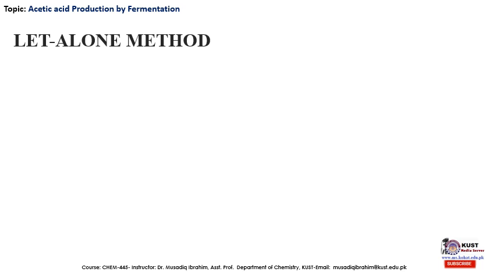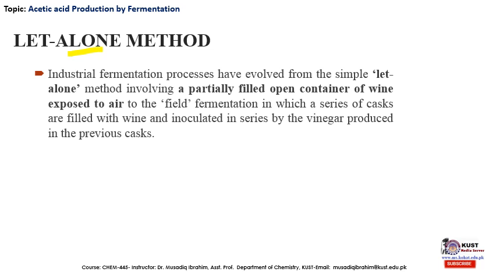Now the first method, the let alone method. The industrial fermentation processes have evolved from the simple let alone method, which involves a partially filled open container of wine exposed to air, to the field fermentation in which a series of casks are filled with wine and inoculated in series by the vinegar produced in the previous casks. So it is a type of cascade process.